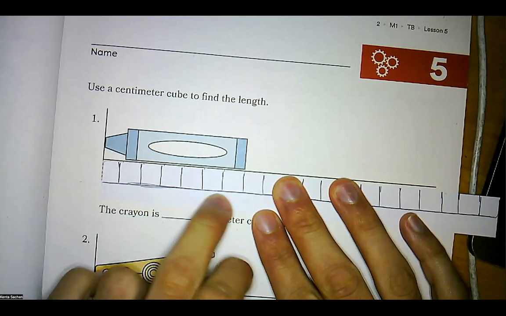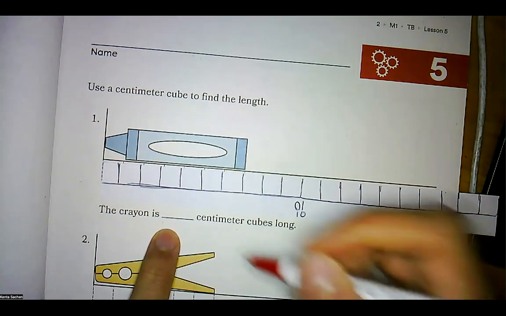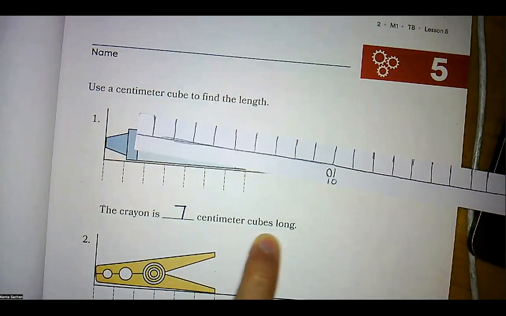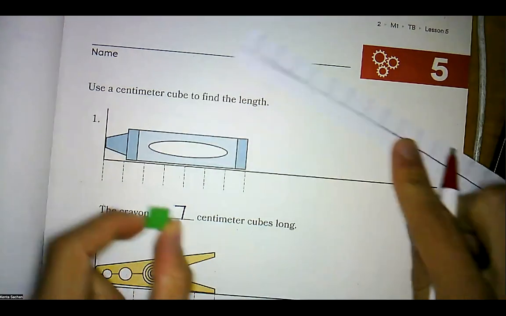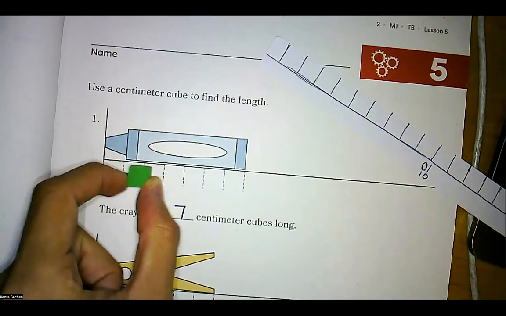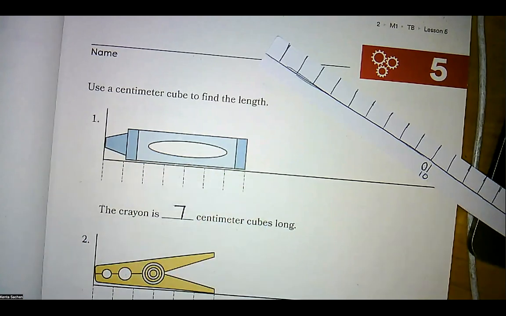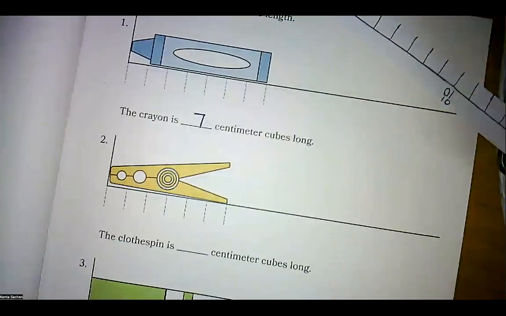It is 7 blocks long, or we can say that it is 7 centimeter cubes long, right? And again, one of these is 1 centimeter cube. 1, 2, 3, 4, 5, 6, 7. Exact same one. Now let's look at this clothespin, right?